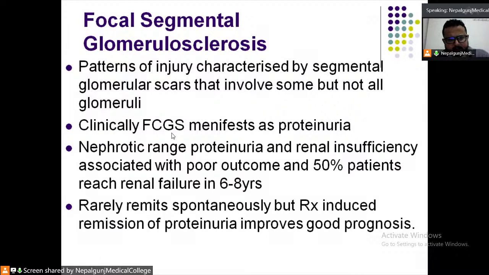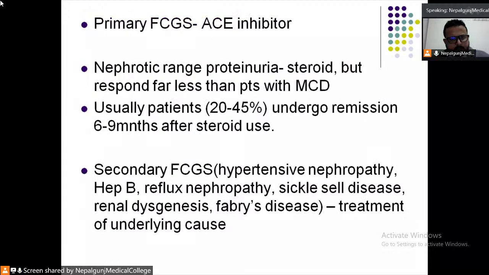Clinically, FSGS manifests as heavy proteinuria, more than 3.5 grams per day, so nephrotic range proteinuria, and renal insufficiency is associated with a poor outcome. Around 50% of patients reach renal failure in around 8 years. FSGS rarely remits spontaneously, but treatment-induced remission of proteinuria improves the prognosis.